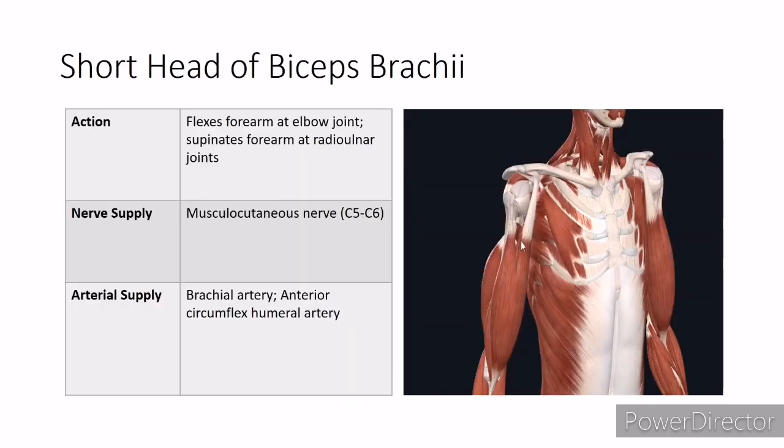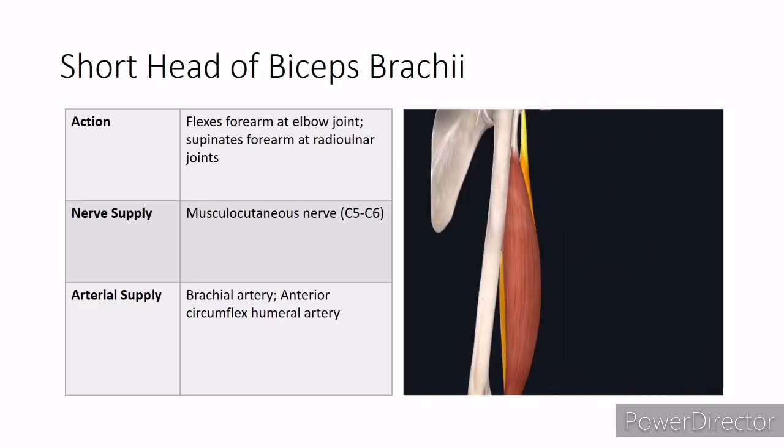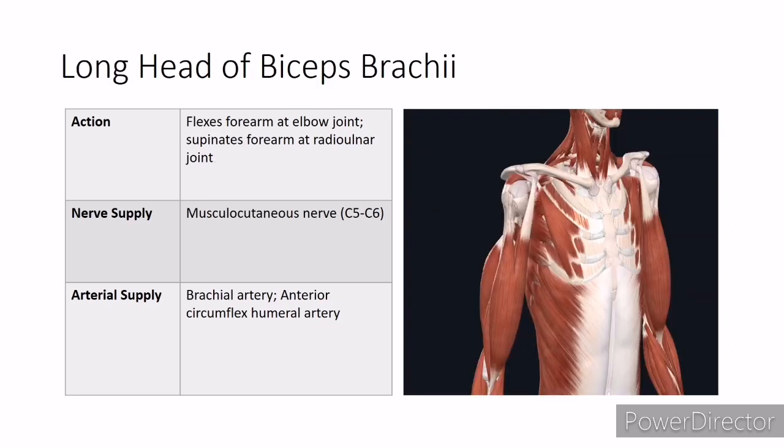So it is part of the anterior compartment of the arm, and it flexes the forearm at the elbow joint and supinates the forearm at the radioulnar joint. It is innervated by the musculocutaneous nerve, and the brachial artery and anterior circumflex humeral artery are its blood supply.